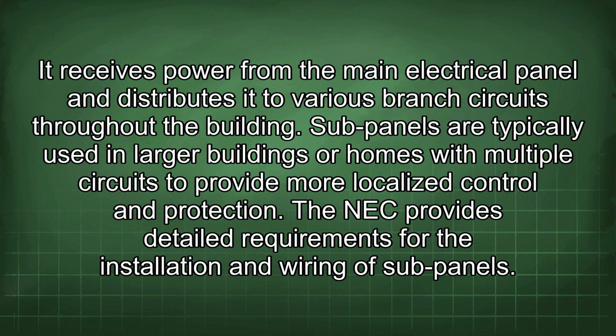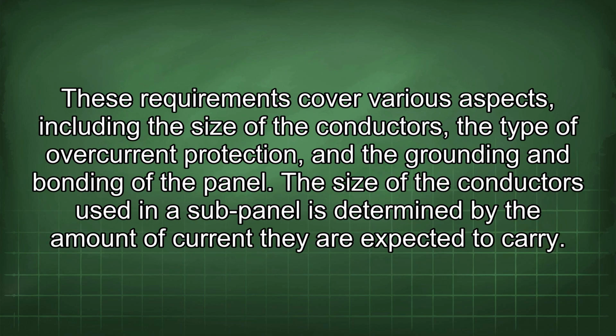The NEC provides detailed requirements for the installation and wiring of sub-panels. These requirements cover various aspects, including the size of the conductors, the type of overcurrent protection, and the grounding and bonding of the panel. The size of the conductors used in a sub-panel is determined by the amount of current they are expected to carry.